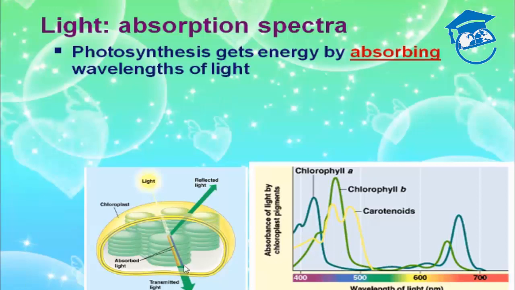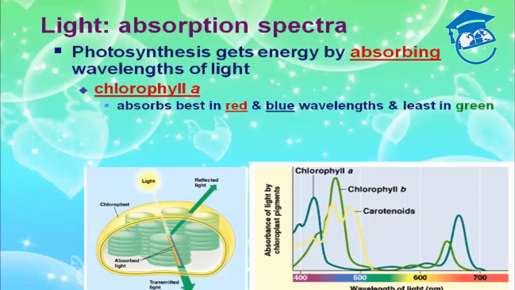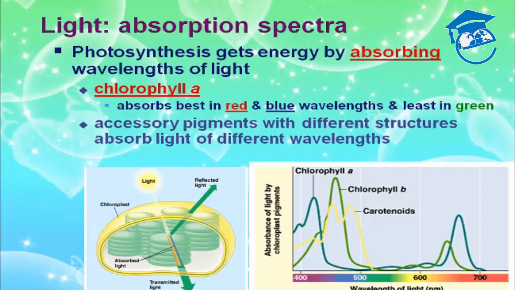See, this is the typical diagram that is representing how thylakoids, to be more precise, the photosystem which is located in the thylakoid, absorbs light energy from the sun. So photosynthesis gets energy by absorbing wavelengths of light. Chlorophyll A absorbs best in the red and blue wavelengths and least in the green. And accessory pigments with different structures absorb light of different wavelengths, students.